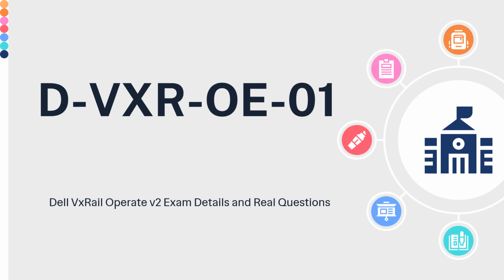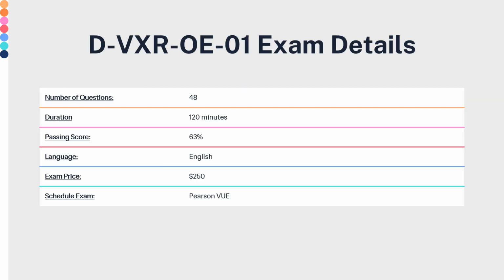D-VXR-OE-01 Dell VxRail Operate V2 exam details and real questions are available in the video for you to study. The D-VXR-OE-01 exam is priced at $230 and has a duration of 120 minutes. It consists of 48 questions, with a required passing score of 63%. The exam is available in English and can be scheduled through Pearson VUE.